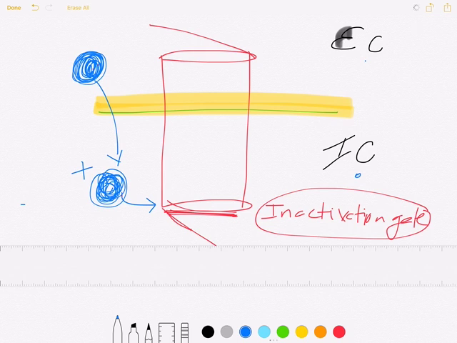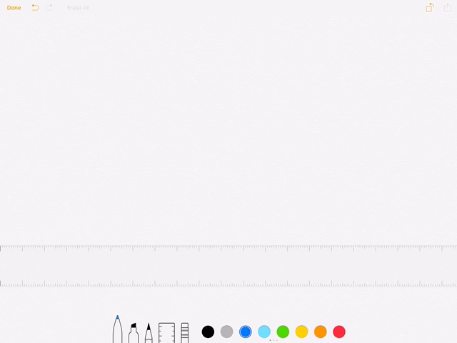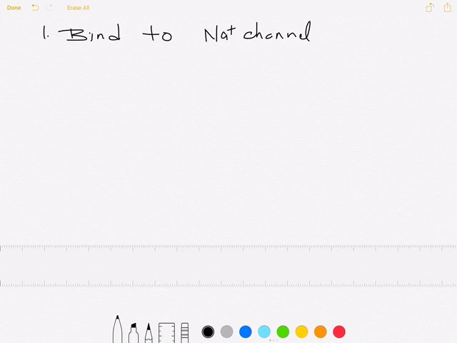Mechanism of action. Now, if you forget everything, you have to remember number one in mechanism of action. What they do, they bind, attach to sodium channels. Okay. If you try to be smarter, you can say voltage gated sodium channels. Intracellularly, that's even smarter. And to what? To the inactivation gate.